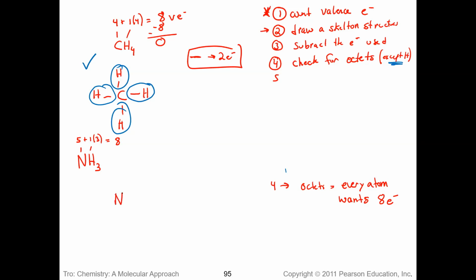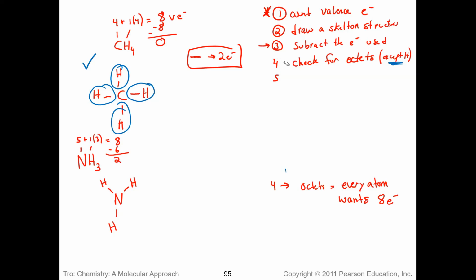Again, the simplest way is to put these around here. So we put 3 hydrogens around nitrogen. How do you put them around? I just try to put them equally around, think of it as artwork if possible. Okay, that was our skeleton structure. Step 3, subtract the electrons used. Remember, each line is 2 electrons, so that means we've used 2, 4, 6 electrons. We have 2 left.